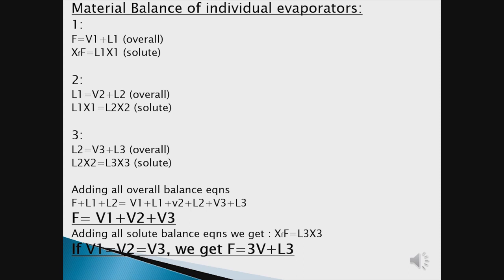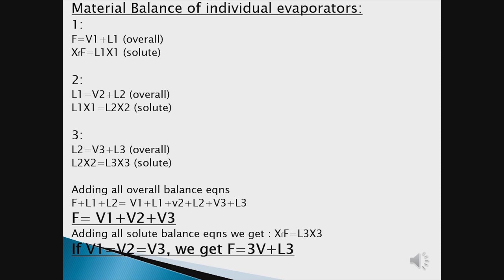And if we add all the overall material balance equations, we get F plus L1 plus L2, which is equal to V1 plus L1 plus V2 plus L2 plus V3 plus L3. We can cancel out the L1 and L2, which are present in both the LHS and RHS. So finally, we get the equation as F equal to V1 plus V2 plus V3 plus L3. And if we consider that V1 equal to V2 equal to V3, that is, the amount of vapor that we get from each evaporator is the same, we can write the final result as F equal to 3V plus L3.